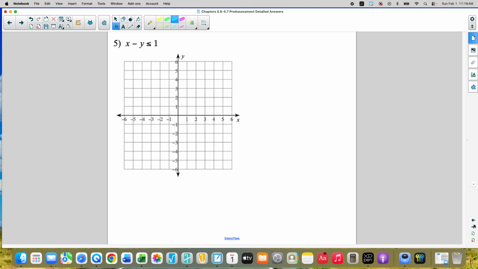Another standard form, I'm going to cover up the y. My x-intercept equals 1. I'm going to cover up the x. I have to divide by -1. My y-intercept is -1. Closed circle. So on the x-axis, I'm going to make a dot. On the y-axis, I'm going to make a dot. I'm going to connect them. That needs to be a solid line.